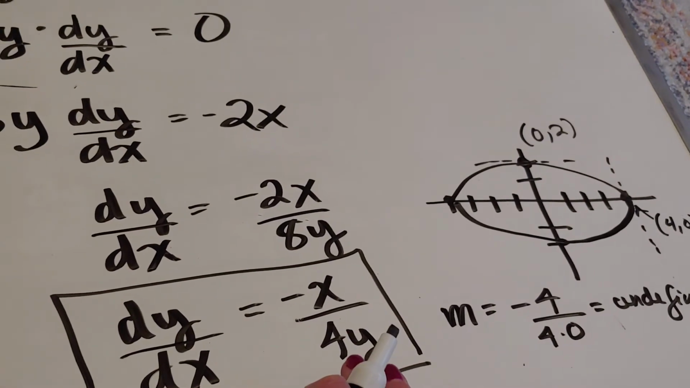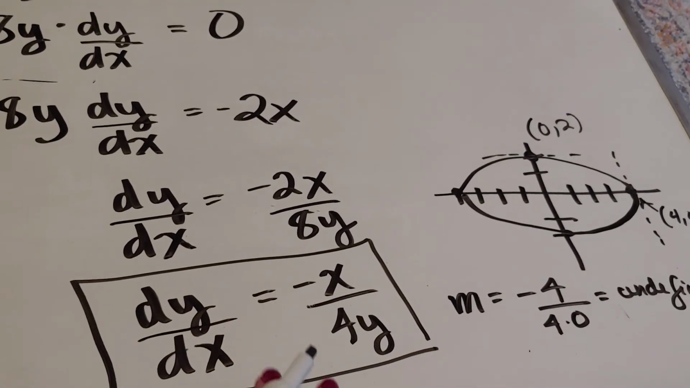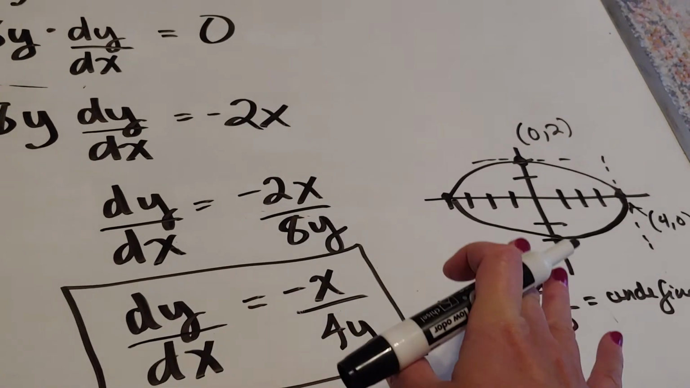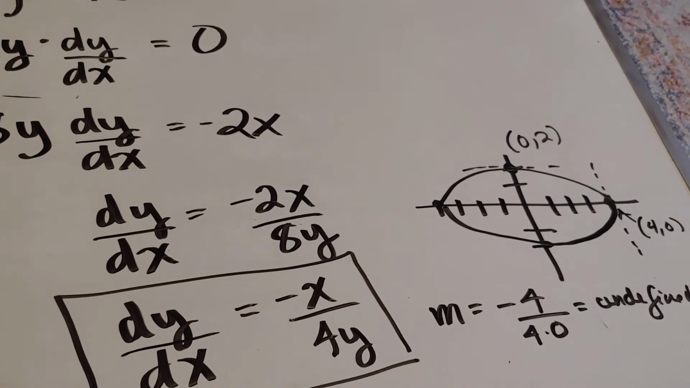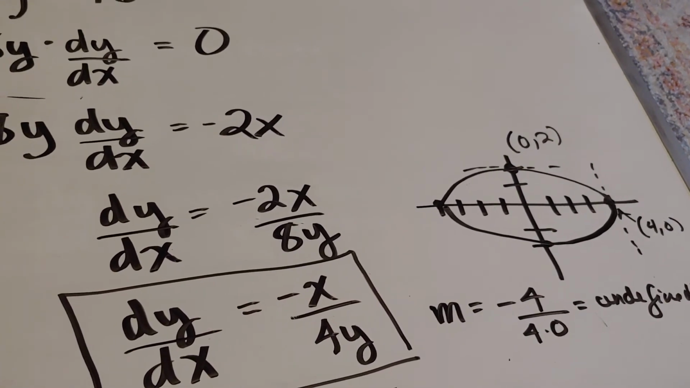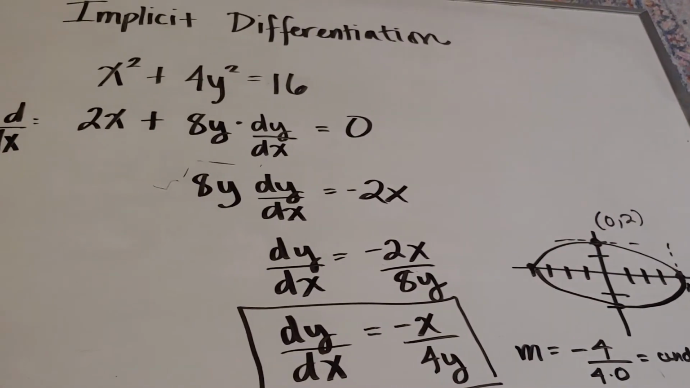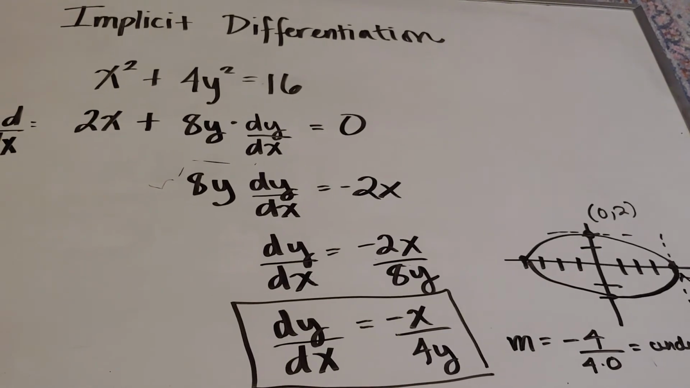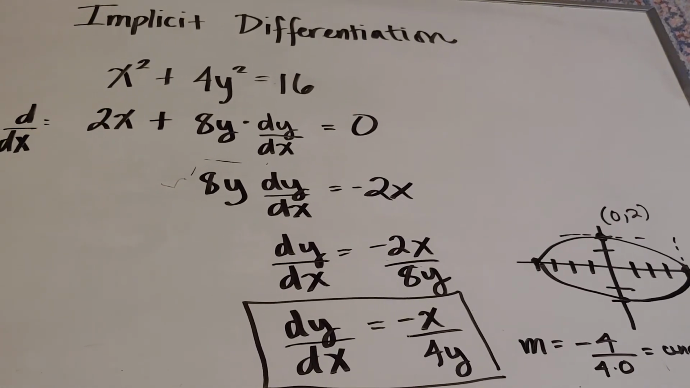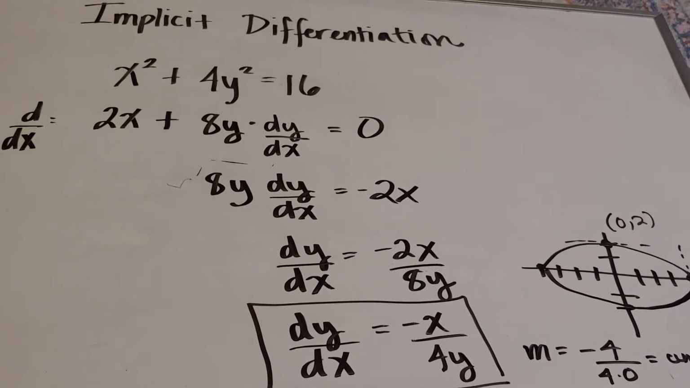So this formula for our derivative will still give us the slope of the curve, or the slope of the tangent line, at any particular point on this implicitly defined equation. We're going to do a couple more examples so that you can see how bad it gets. That's a good way to say it.